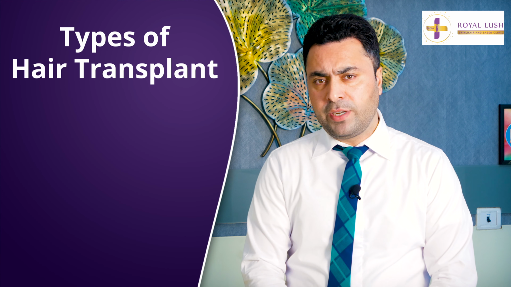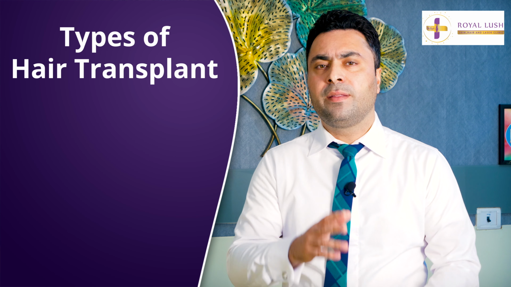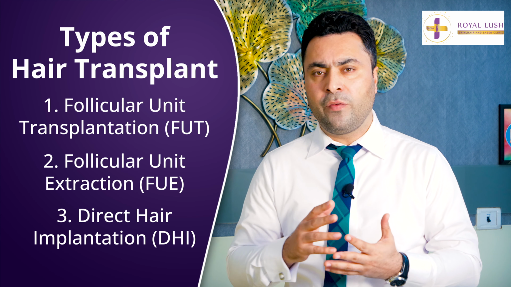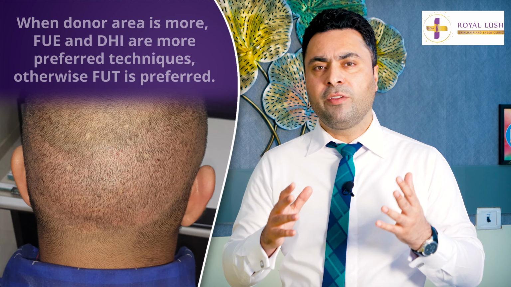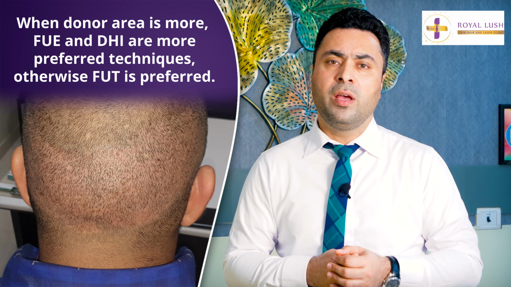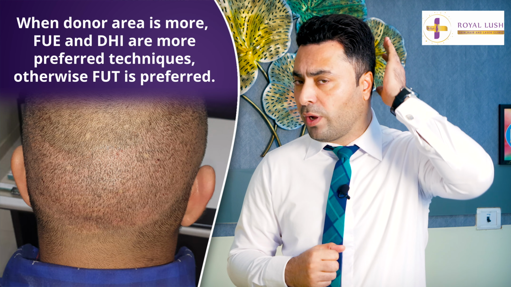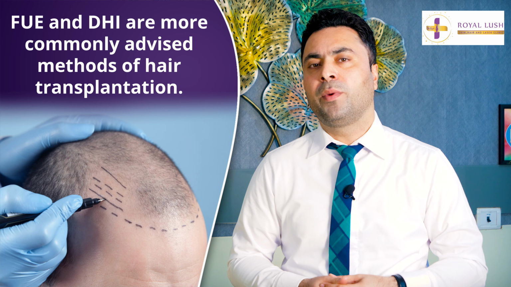Now, what are the different types of hair transplant? Ideally, after proper patient selection, the transplant is designed for that particular patient. It can be either FUE or FUT or DHI. Every person has a specific need. If there is a good donor area, the best technique will be FUE or DHI. If there is less donor area, and the recipient area where you want to implant the grafts is quite large, then sometimes we do opt for FUT. However, FUE and DHI are more frequently advised and performed across the world.